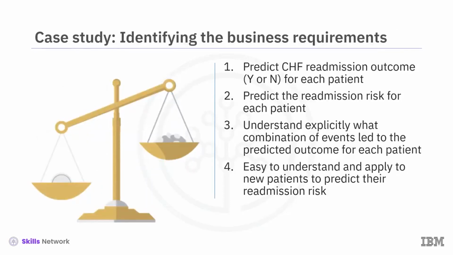Finally, 4 business requirements were identified for whatever model would be built, namely, predicting readmission outcomes for those patients with congestive heart failure, predicting readmission risk, understanding the combination of events that led to the predicted outcome, and applying an easy-to-understand process to new patients regarding their readmission risk.